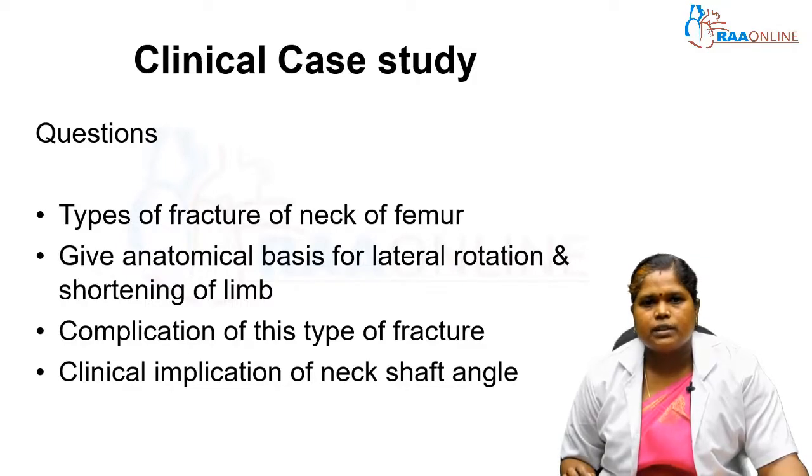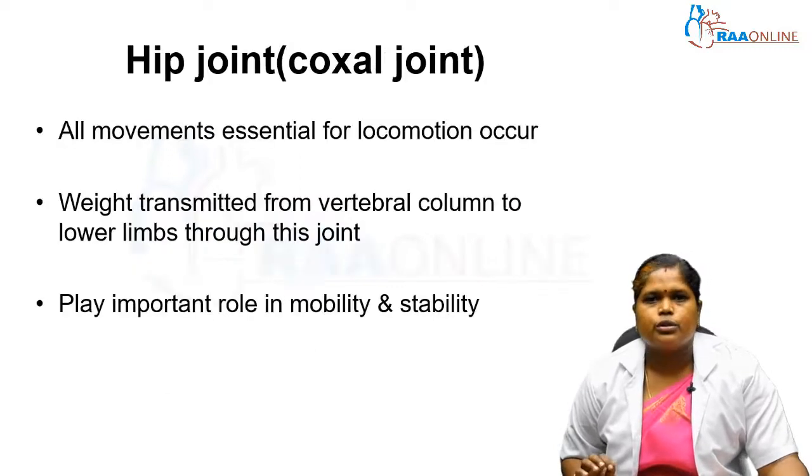The first question is, what are the types of fracture of neck of femur? Give the anatomical basis for lateral rotation and shortening of a limb. And what are the complications of this type of fracture? And what is the clinical implication of neck shaft angle? So these are all the questions you are going to answer at the end of this class. So we are moving on to the topic proper.